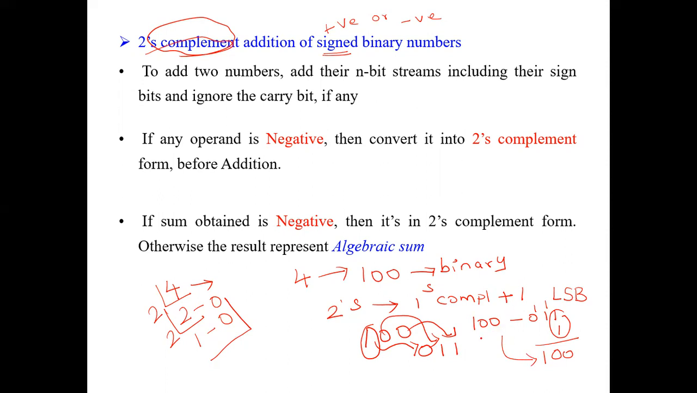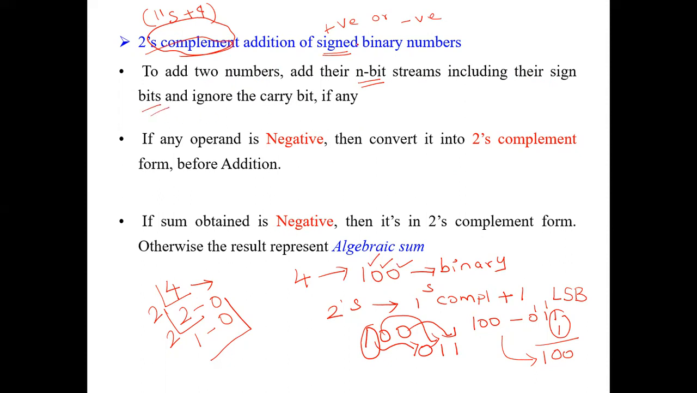But if you write n number of bits, it will be converted easily, so we'll see it in the example. Here we are going to perform 2's complement. Just remember, 2's complement is 1's complement plus 1, and that 1 should be added in the least significant bit. To add two numbers, add the n bits, each and every bit: the 0th bit, first bit, second bit, n bit streams including their sign bit.